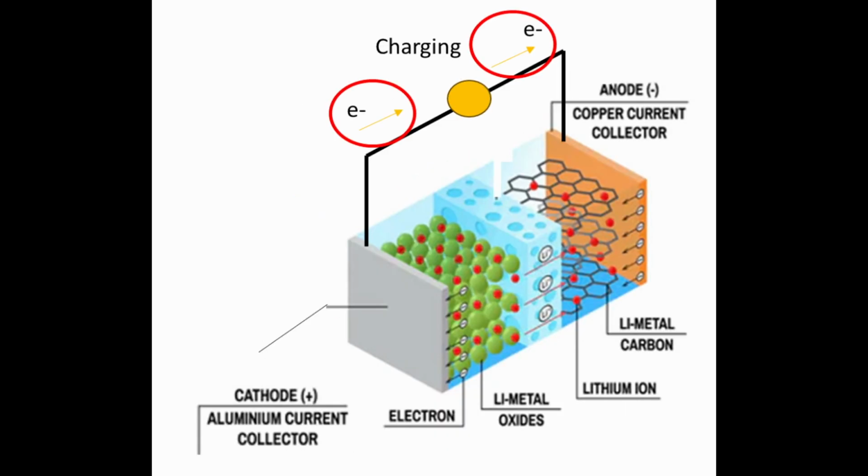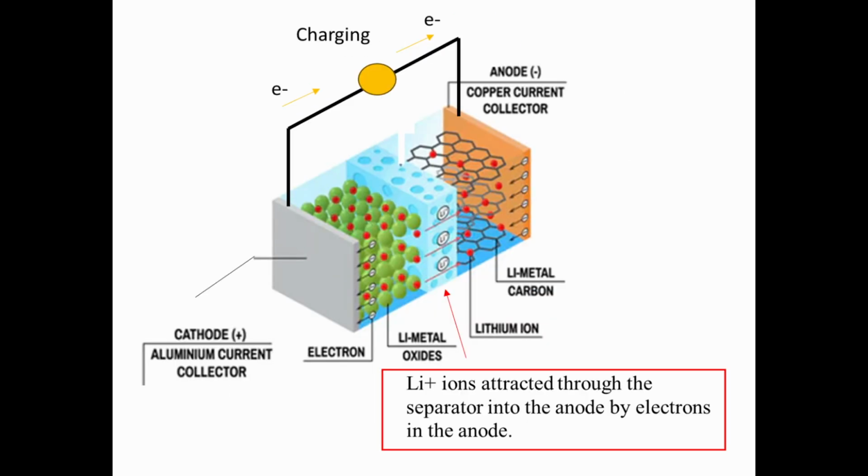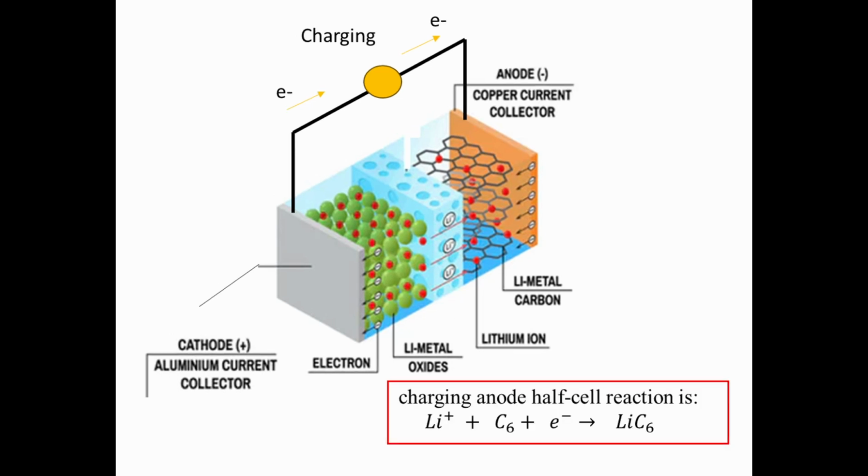The electrons move from the cathode through the DC charger and into the anode. The increase in negative charge in the anode graphite matrix attracts Li+ ions. These positive lithium ions from the cathode travel across the separator and into the anode. The charging anode half-cell reaction is shown. The lithium ions react with the graphite and the electrons to form lithium carbon-6.